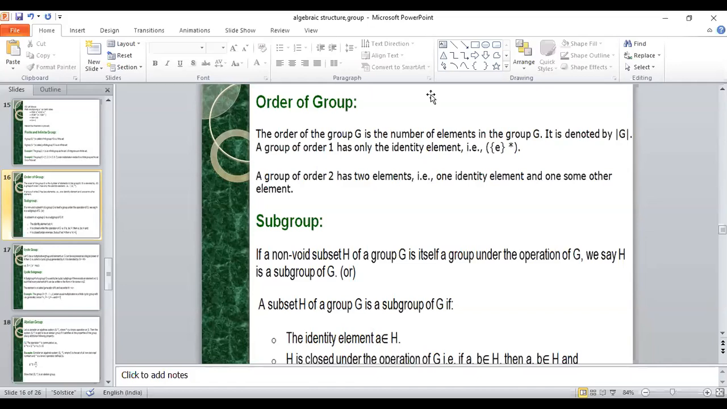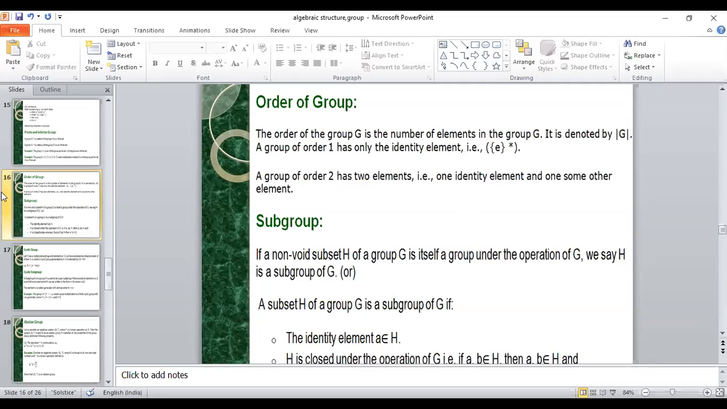So the third one, identity element: a star e is equal to e star a is equal to a, for all a belongs to G. So inverse element: for each a belongs to G, there exists an element b such that a star b is equal to e, that is equal to b star a. So here b is called the inverse element of a.